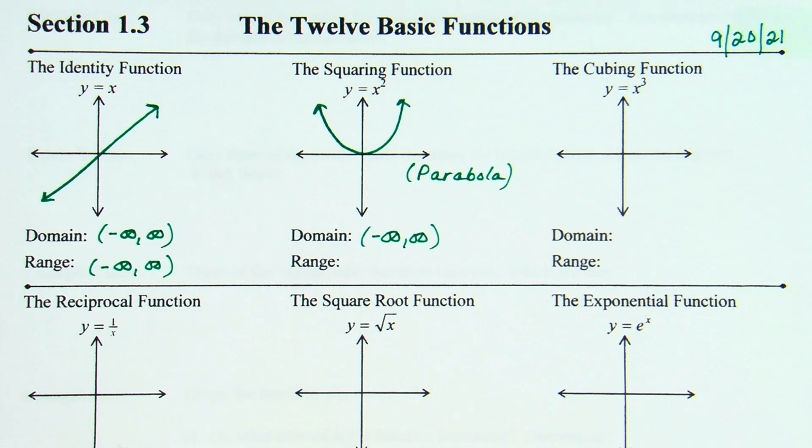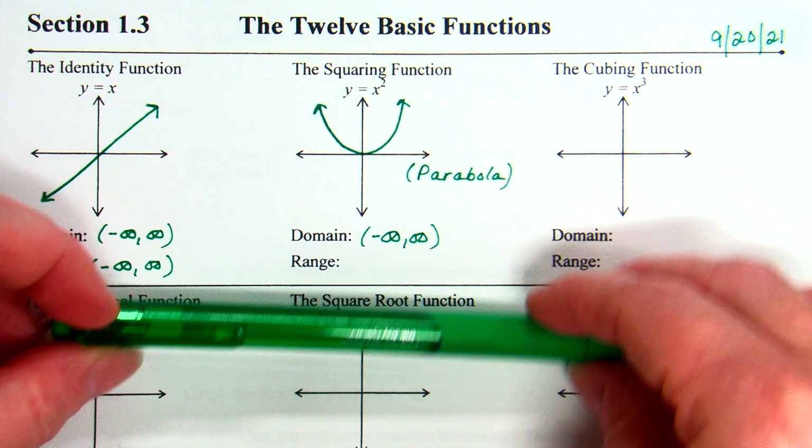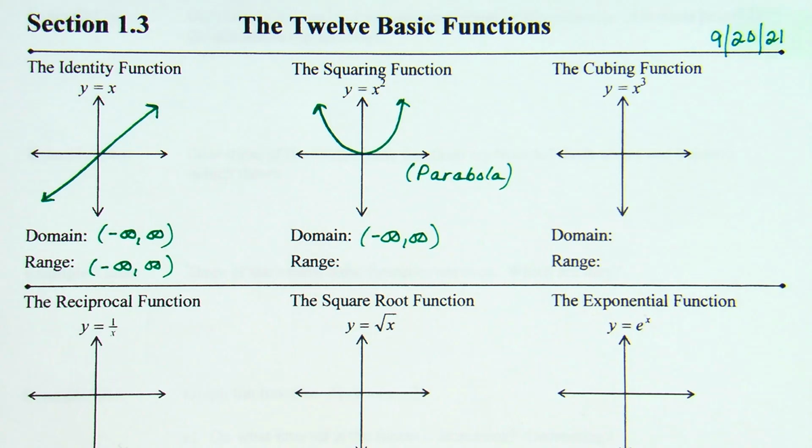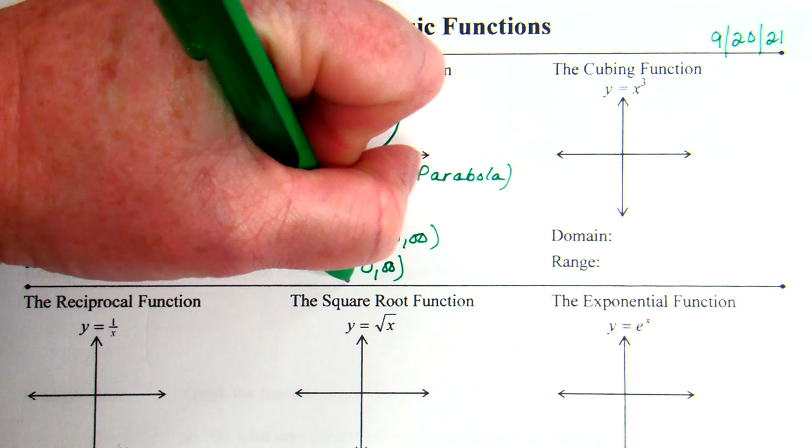Okay, it doesn't go below 0, right? So my range is going to start, if I'm moving my pen up here, the first y value I'm going to hit is there at the vertex of 0, 0. So that means my y values start at 0, and they go to where? Infinity, right? Now, is 0 included? Yeah, because you can put 0 in for x and get 0 for y. So I'm going to use a bracket with 0, and 0 to infinity.